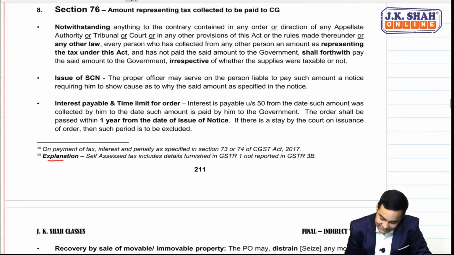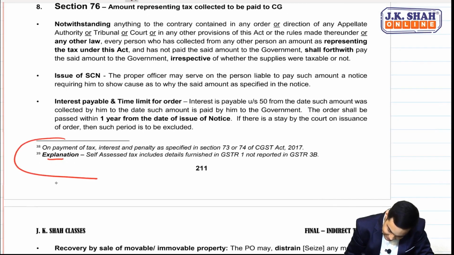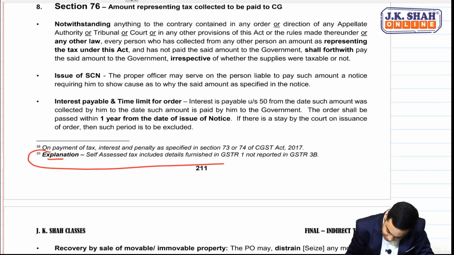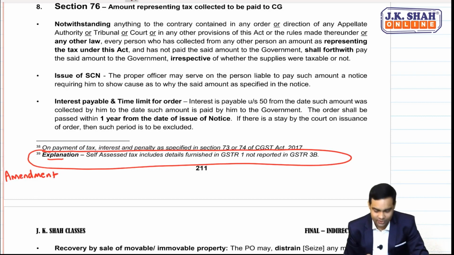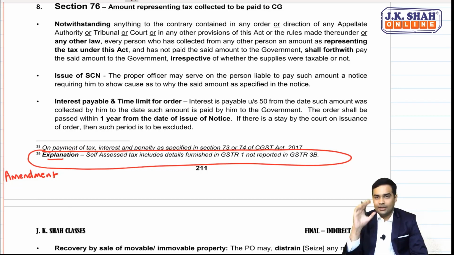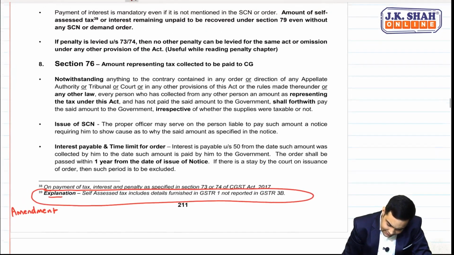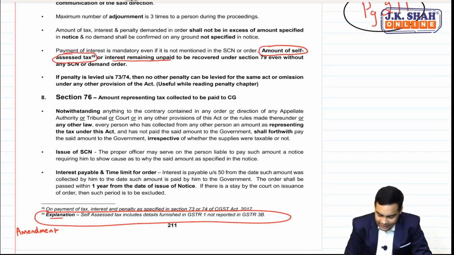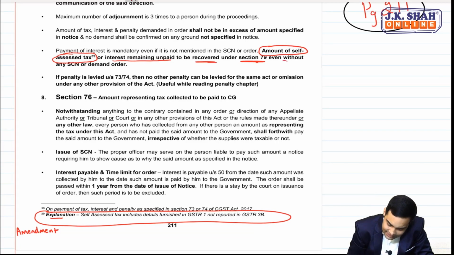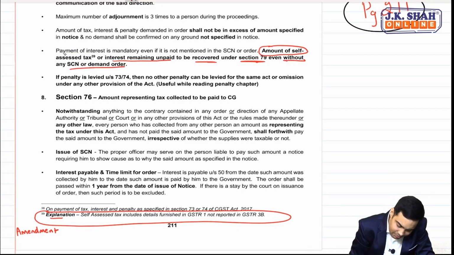Okay. The second change is this explanation. On the same page, 211. Mark this as amendment. Okay, let me explain this. Section 75 also provided one point that amount of self-assessed tax or interest remaining unpaid can be recovered directly without a show cause notice or demand order.